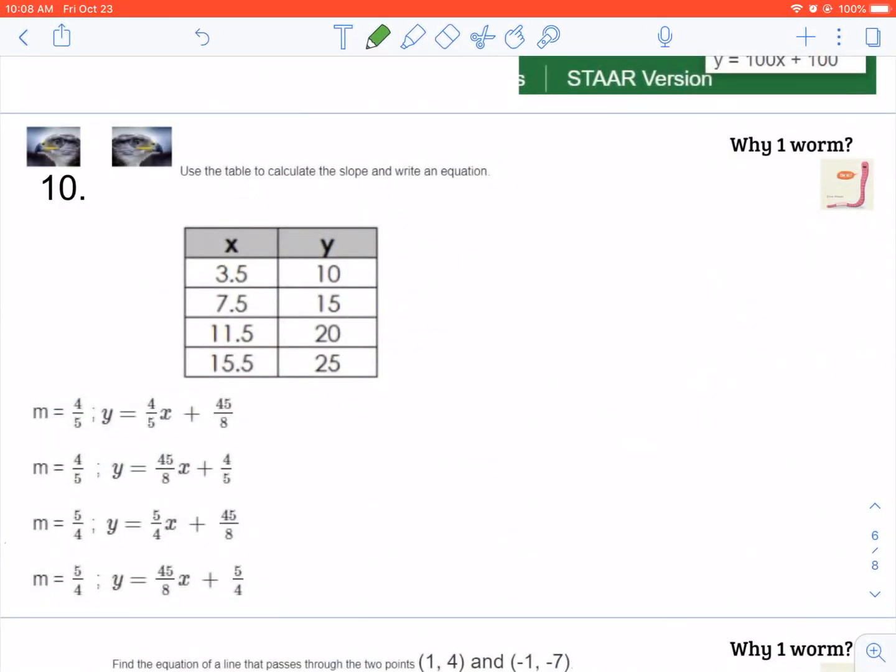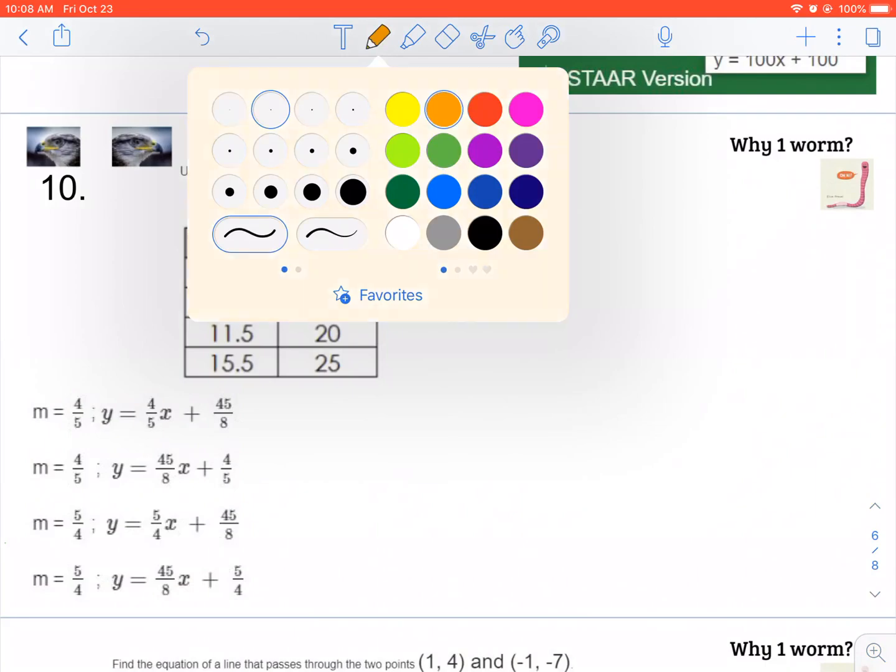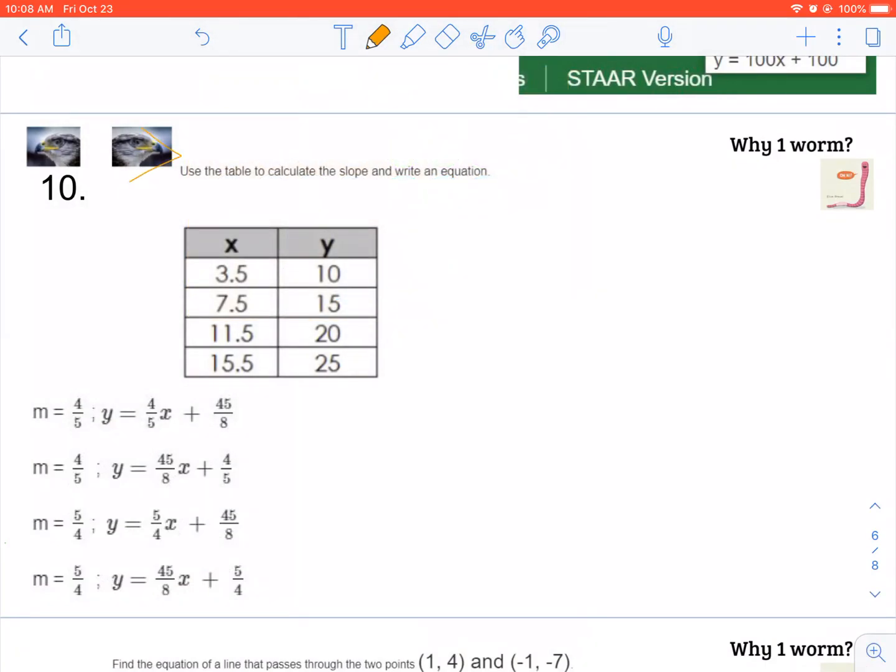This is on Schoology question 10. It says use the table to calculate the slope and write an equation. So I'm going to show you how to do this a couple different ways. The bird beaks up here are going to be one tool that we use to remind you. And as long as your beaks go the same way, you can find that.